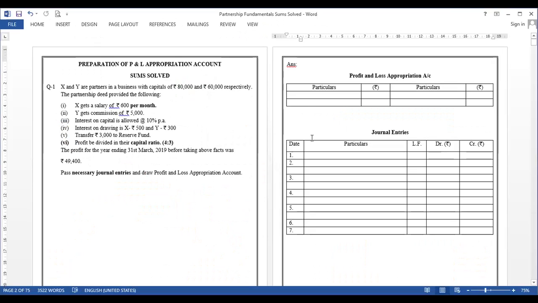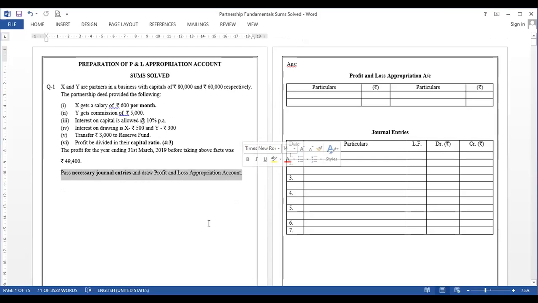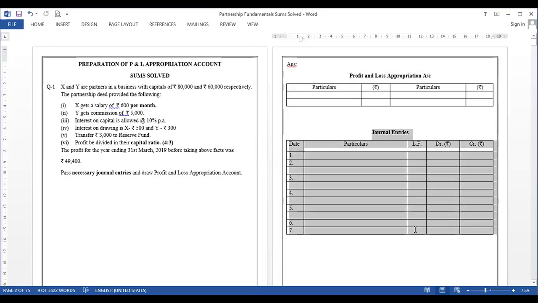You can see that the question is on the left hand side as usual, and on the right hand side we will be writing the answer. We have been asked to pass the necessary journal entries and draw the profit and loss appropriation account. Based on this P&L appropriation account, we will have the journal entries. That job will be very easy once we are done with the appropriation account.